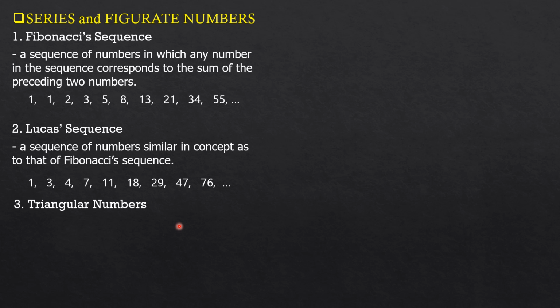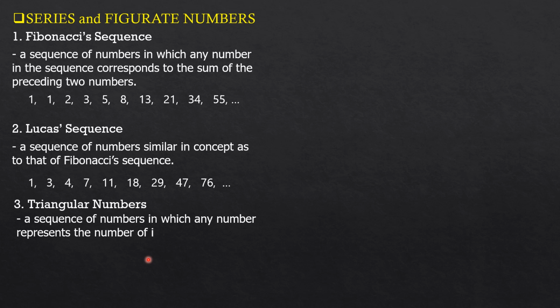Then triangular numbers. These are figurate numbers. This is the series of numbers which represents the number of identical objects needed to arrange them in a triangular manner, an equilateral triangular arrangement, just like piling billiard balls.